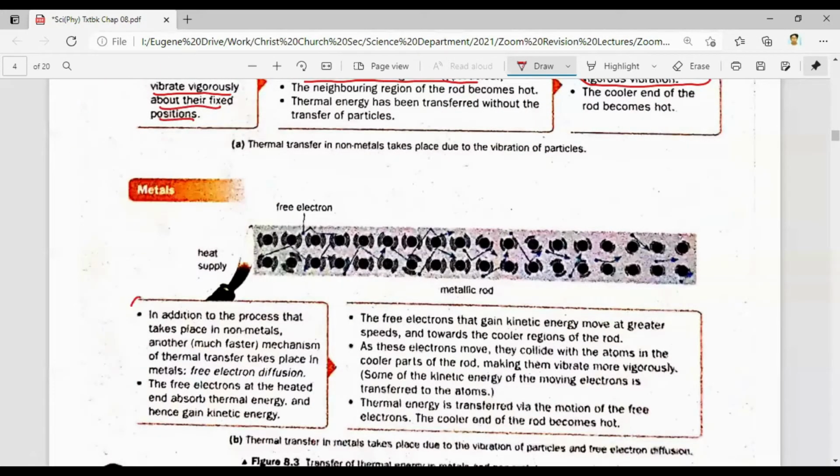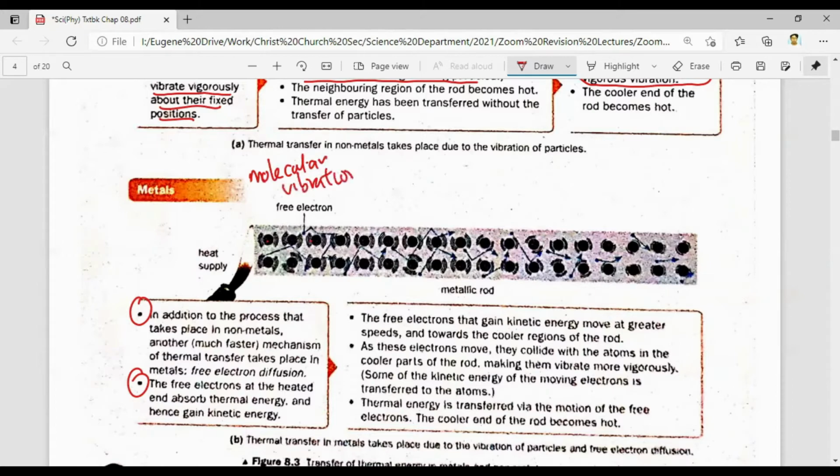Okay, if you read here, this is the part that tells you why. As you heat up, there's still molecular vibration. So in metals, there is also still the concept of molecular vibration. However, there's one extra mechanism. There's another, much faster mechanism that helps with the heat transfer, and we call it free electron diffusion. So for metals, there's not only molecular vibration, but also a very fast method to pass the heat along the metal rod itself, which is free electron diffusion.